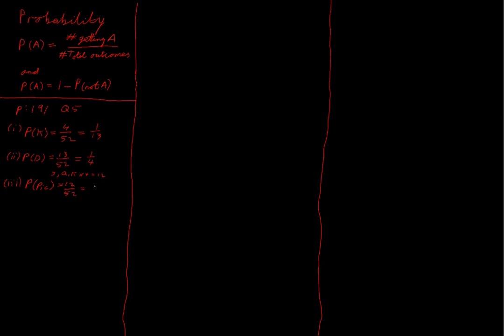And when I simplify that I get 3 out of 13. There's more than one way to argue out these questions. I'm giving you the one that I think is going to guarantee you most marks in terms of thinking things through in your exam. Now, part 4, what's the probability of getting a black queen?